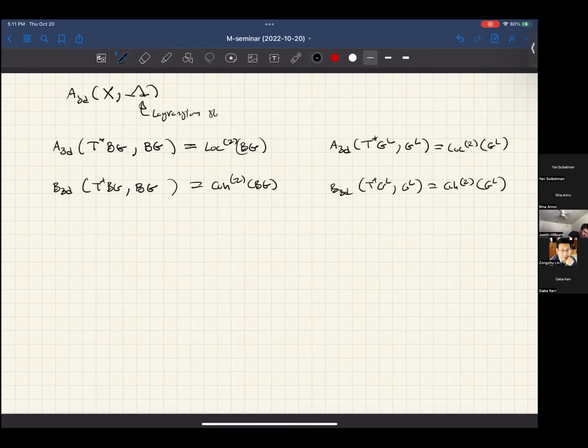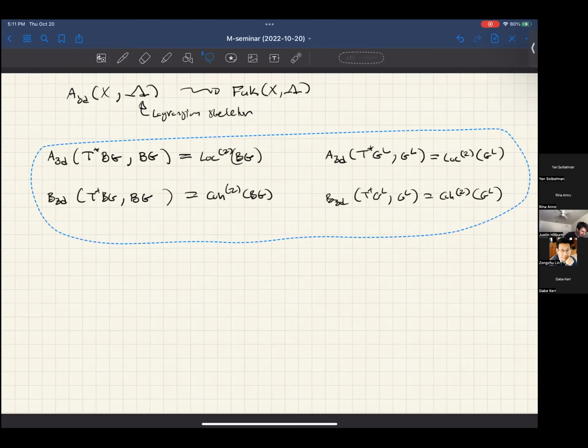And so this is basically supposed to be a generalization of the fact that now we know that the Fukaya category, actually, sorry, let me say that this is a cotangent bundle, that the Fukaya category of X also depends on the choice of Lagrangian skeleton. And similarly, there's some sort of behavior like this on the B side.